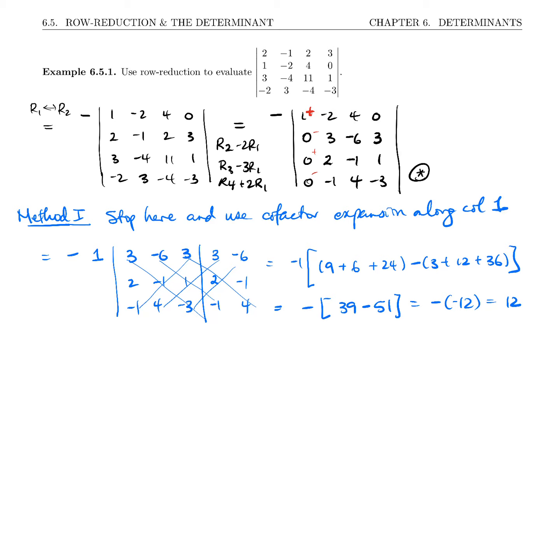So method 2, and obviously you wouldn't do both of these methods. Method 2 would be to continue the row reduction from above, to an REF, a row echelon form.